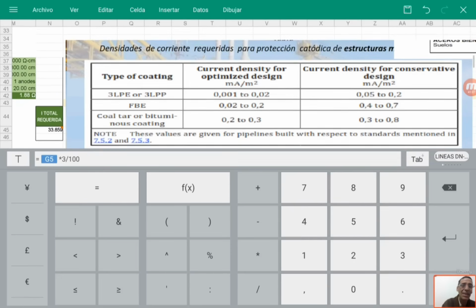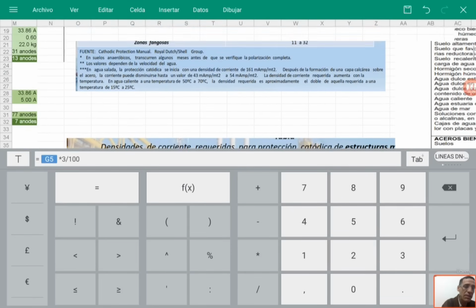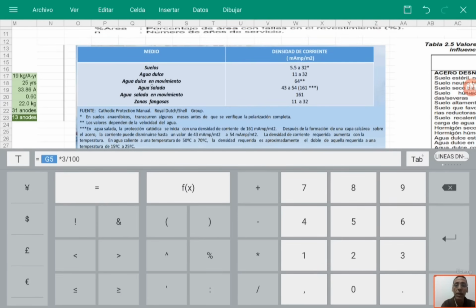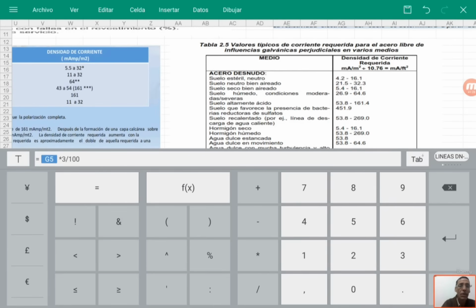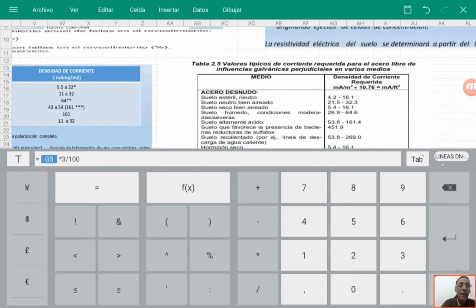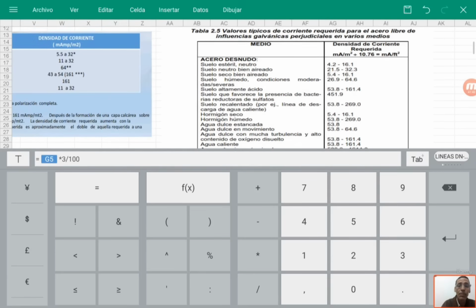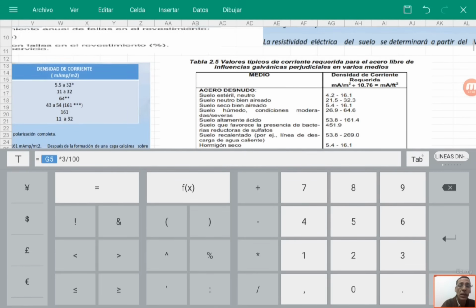But what happens if, according to the physical-chemical analysis, I have the presence of chlorides, sulfides, nitrates, and it's a highly corrosive environment, or it's submerged in water, salt water? In salt water, it mentions 43 to 54 milliamps, but it also mentions 161. There are other standards. For example, this is the NACE table. This table is in NACE, and for coated steel it mentions 0, 0.2, but it also refers to the environment, including when the pipes are bare.